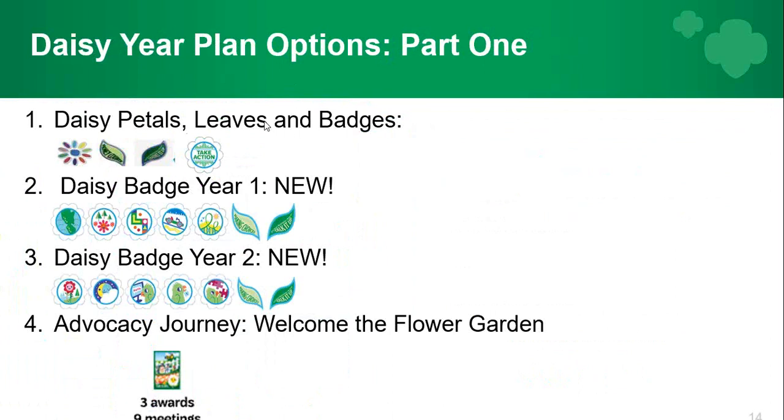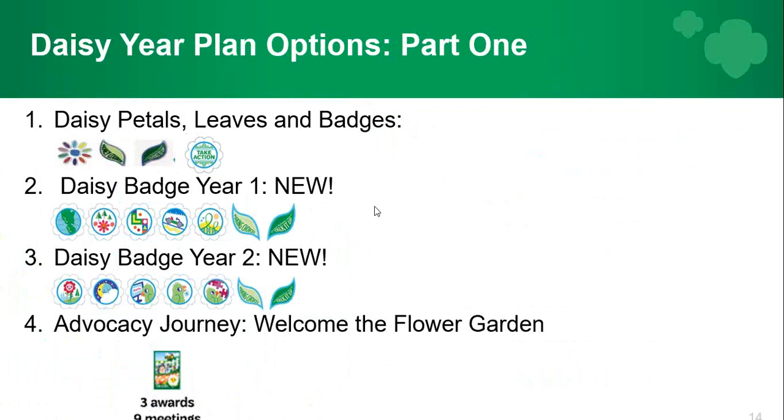Here's what's available for Daisies. The first one is Daisies, Petals, Leaves, and Badges. With that year plan, if you picked it in Volunteer Toolkit, you would get a meeting to earn all of the petals and the Promise Center, meetings to earn these 2 financial literacy leaves, and it also includes a Take Action project. I haven't looked at it in depth in Volunteer Toolkit to see what that Take Action project is. It's probably just some guidelines, and then you'll have a choice of what you'd like to do.